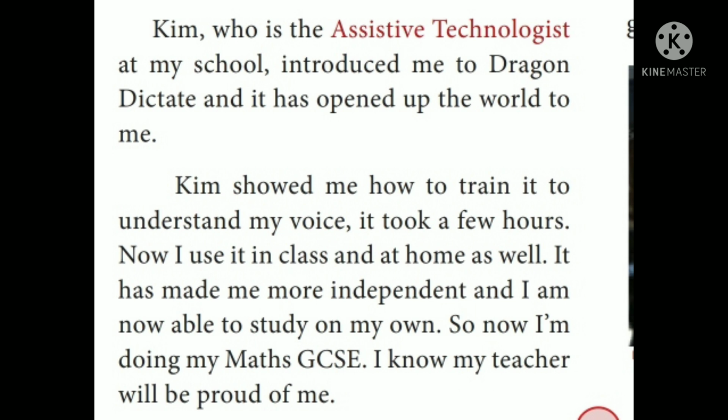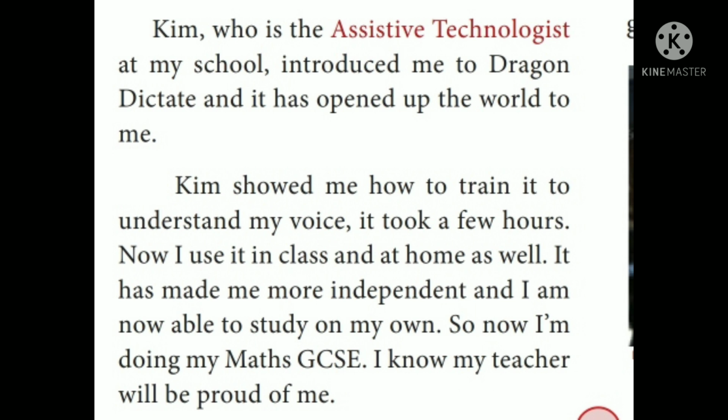Kim, who is the assistive technologist at my school, introduced me to Dragon Dictate and it has opened up the world to me. Kim showed me how to train it to understand my voice. It took a few hours. Now I use it in class and at home as well. It has made me more independent and I am now able to study on my own. So now I am doing my Maths GCSE. I know my teacher will be proud of me.